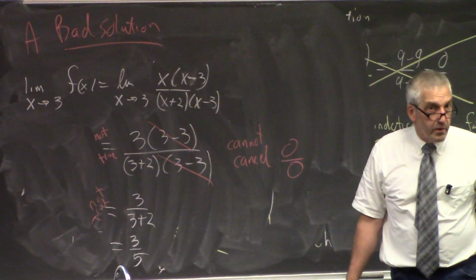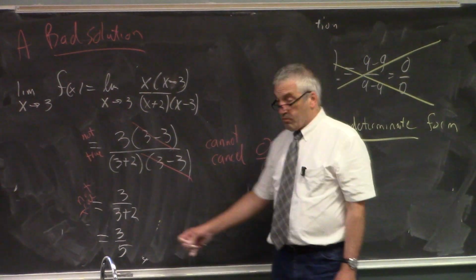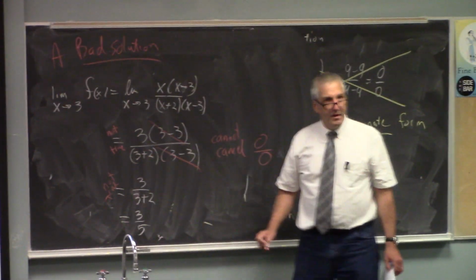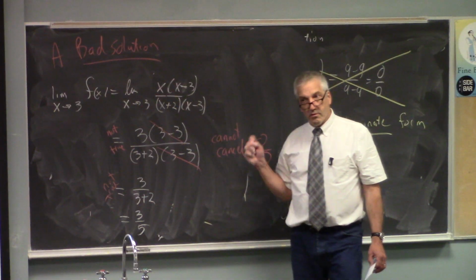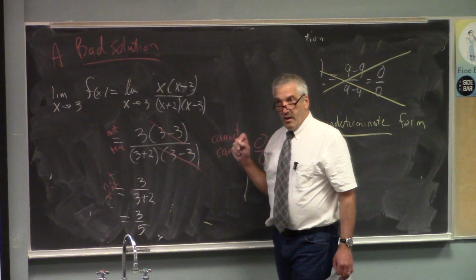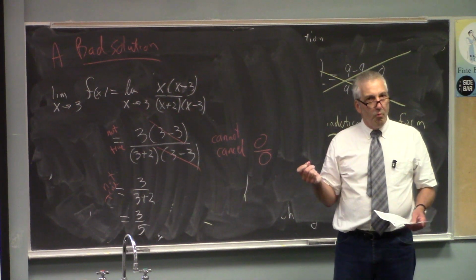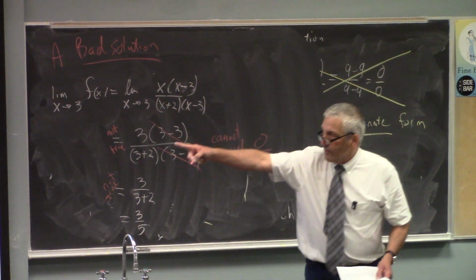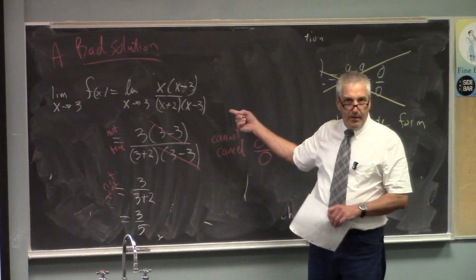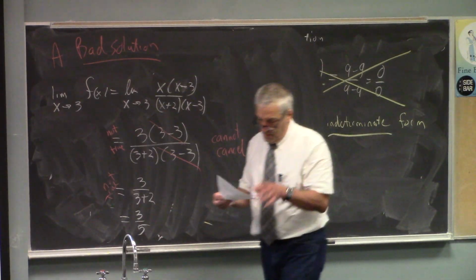So WebAssign wouldn't care if you did this. WebAssign would say, oh, 3/5, good, check, go on. But this is not a valid solution. So pay attention to this notation. What I want to see is that you can demonstrate how limits work, why they work. That's how the limit works. This is not. All right.